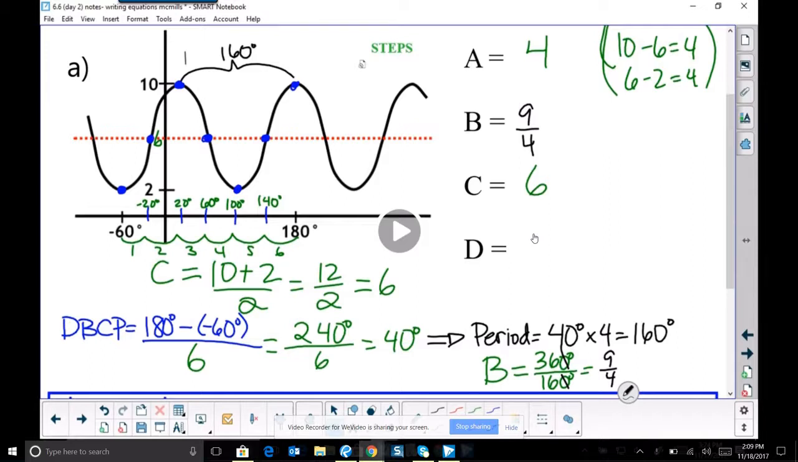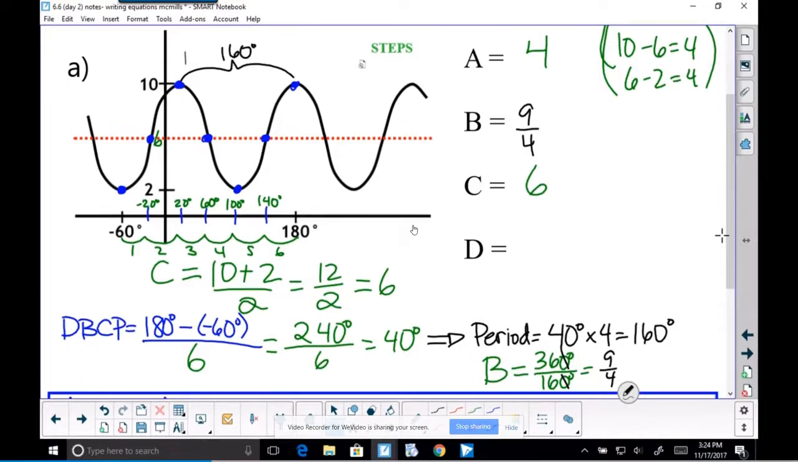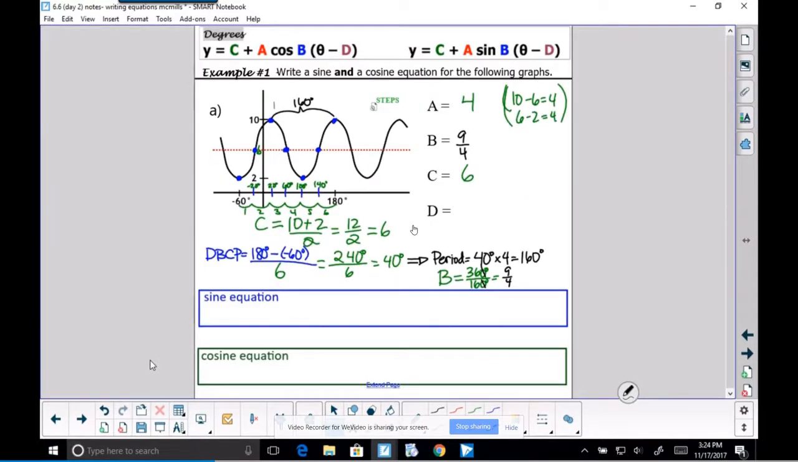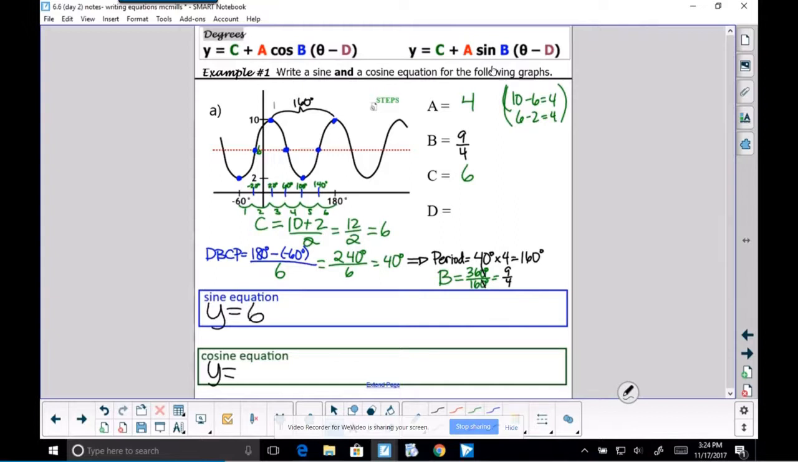There's actually an infinite number of correct answers you could write. So what I like to do is just set up both of the equations, one for sine and one for cosine, using A, B, and C. So what I'm going to do is write y equals for both of them. And I'm going to use this form up here where C comes first. So we're going to write y equals 6 on both of them because the C value is the same for both. I'm going to leave the plus sign blank because it could be plus or minus.